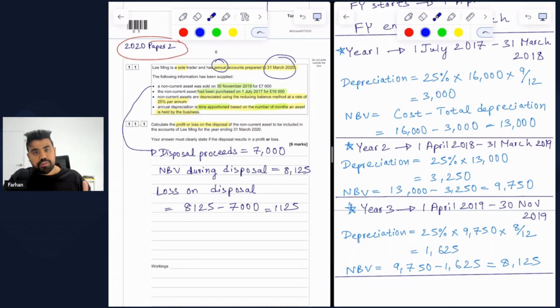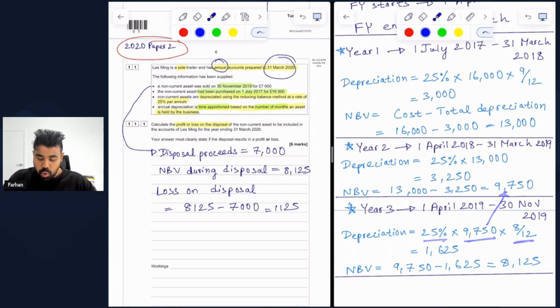So from 1 April 2019 until 30 November 2019, we have 8 months in total, which are April, May, June, July, August, September, October, November. So 8 months in total. So if you want to find the depreciation for year 3, we take the given percentage of 25 and multiply it on the net book value that we had at end of year 2. And then we multiply with 8 over 12, which adjusts for the fact that this asset was used for 8 months out of the 12 months that we have in a normal financial year.